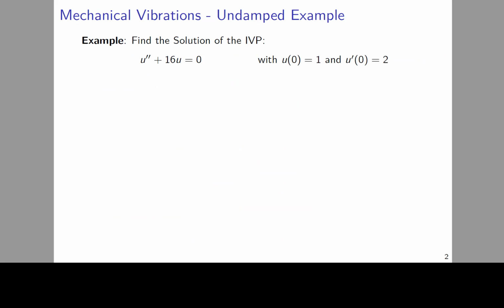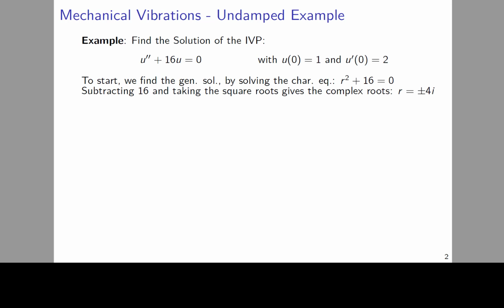To answer our questions about the application, we'll want to find the solution to this initial value problem that we set up, u double prime plus 16u equals 0, and u of 0 equals 1, u prime of 0 equals 2. To start, we'll find the general solution to the differential equation by solving the characteristic equation r squared plus 16 equals 0. Subtracting 16 and taking the square roots on both sides gives the complex roots r equals plus or minus 4i. In using the root r equals 4i, we can build the general solution u of t equals a times cosine 4t plus b times sine 4t.